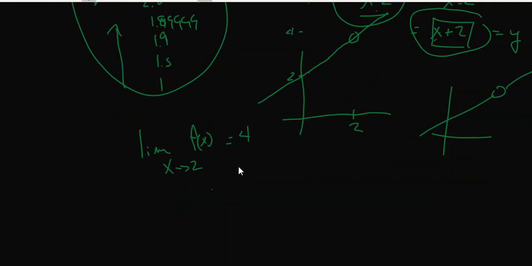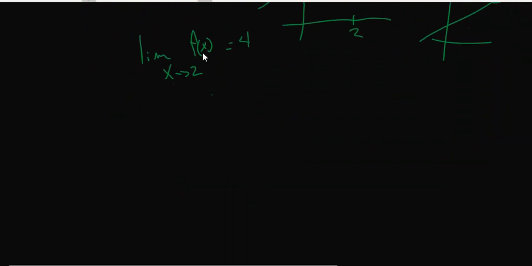Okay, let's try something else. Let's take that same function, which was x squared minus 4 over x minus 2, and let's make a new function. Let's call this new function g of x. And let's use this kind of idea. So what do I mean?